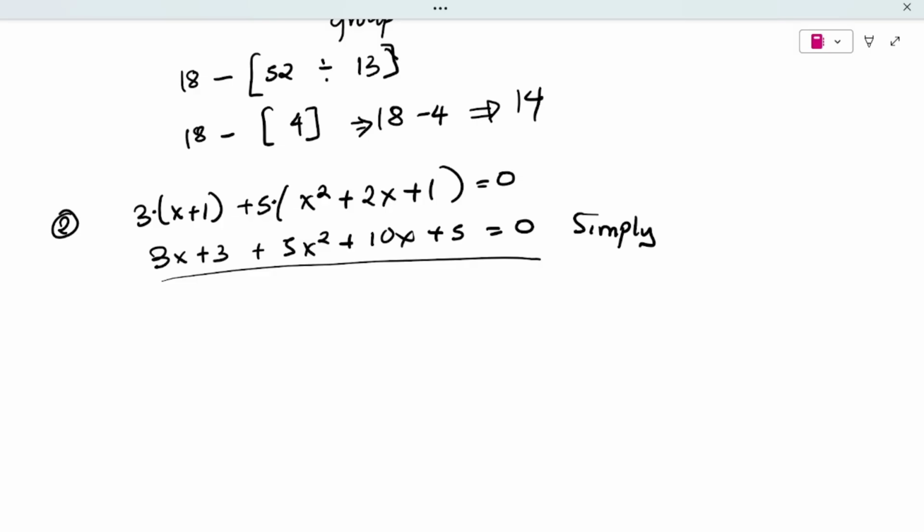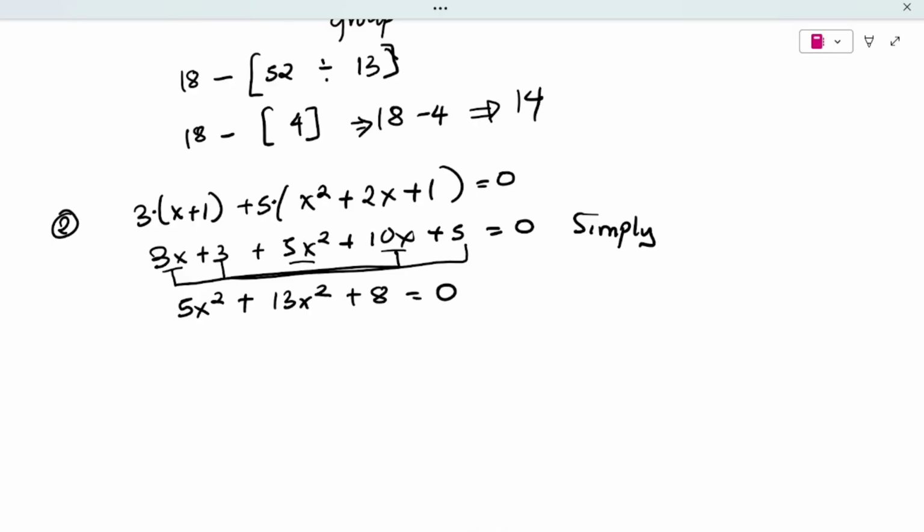From here, we are asked to simplify this equation. You can actually end here, but since we have multiple terms, we are going to add or subtract any values in between. I'm going to start with 5x squared since it's alone, but 3x and 10x have the variable x, so it will be 13x. And 3 and 5 don't have any variable, so they can be added, so it's going to be 8 is equal to 0. So this is the value.